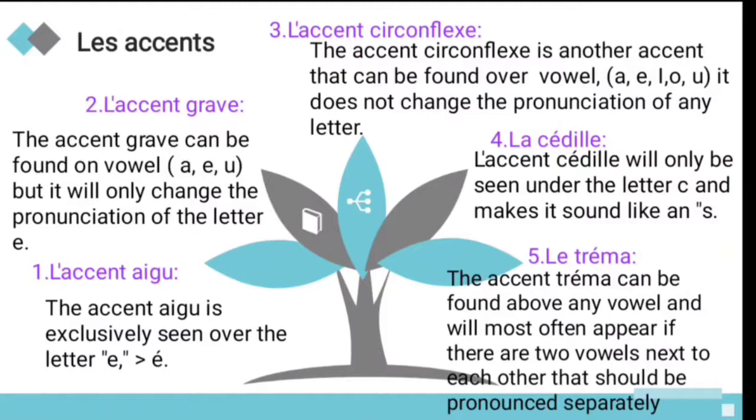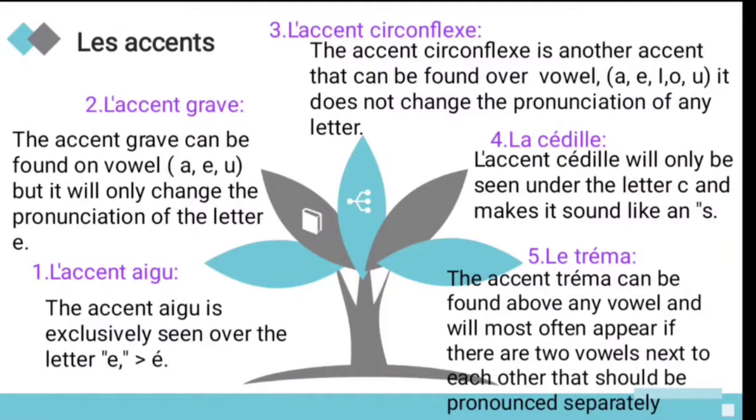And next, fourth is la cédille. La cédille will only be seen under the letter C only. So français, F R A N, say cédille, AIS. So you have to use it under the C, and it makes a sound like an S.